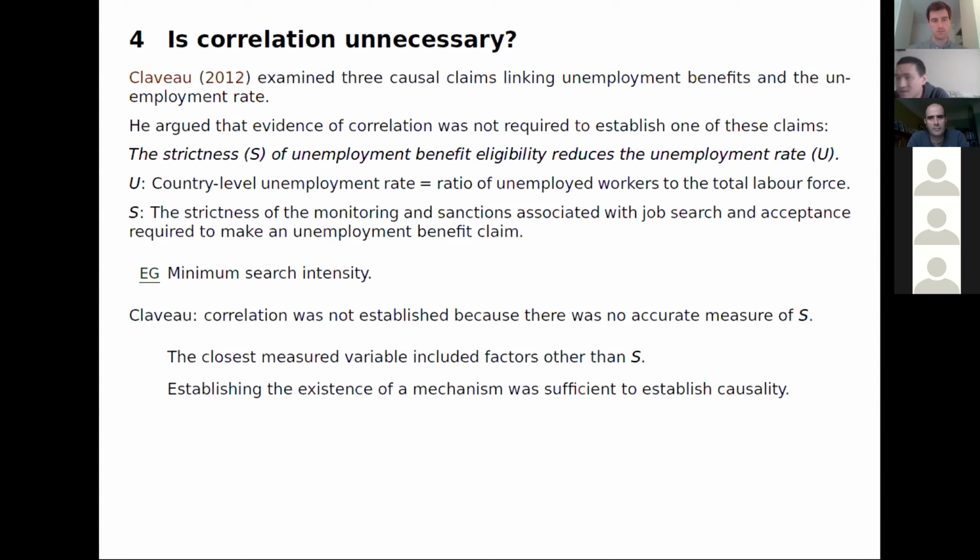And just because there is only mechanistic evidence, it seems like we can conclude establishing a correlation is not required to establish a causal claim. We resist this conclusion in two different ways. First, we can see from this example there was good evidence of correlation. Of course, there was no good universal measure of strictness of sanctions available. That does not imply the strictness of unemployment sanctions is unmeasurable, and that there's no way of establishing correlation. This does not eliminate the possibility of a good measure of strictness in each particular country, even if a good universal measure is not at hand.